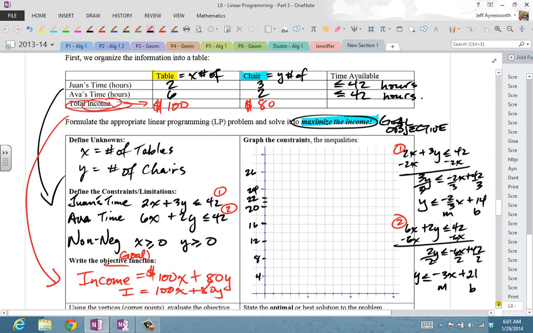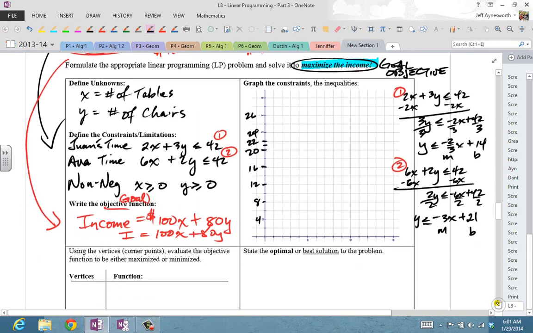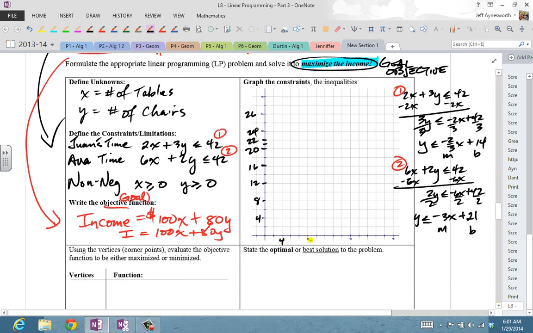So I'm going to start graphing now so I can find my corner points. Let me label this here first. 4, 8. That's not correct here. 12. Count by 2, 4, 6, 8, 10, 12, 14, 16. And then this would be 18, 20, 22, and so on. All right, so there's my x-axis, and my y-axis is up here. All right, so here we go.